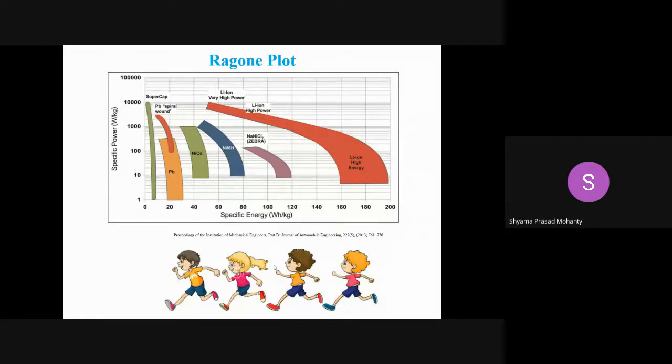Like you are running a 100-meter race. In that one, you will run fast. If you run fast, then you will win it. It will be your specific power. Then, if you want to run a 5 kilometer marathon, you have to run slow, but you have to use more energy to run that 5 kilometers. So if one car can go, let's say, by one charging 100 kilometers or more than that, that depends on the specific energy.